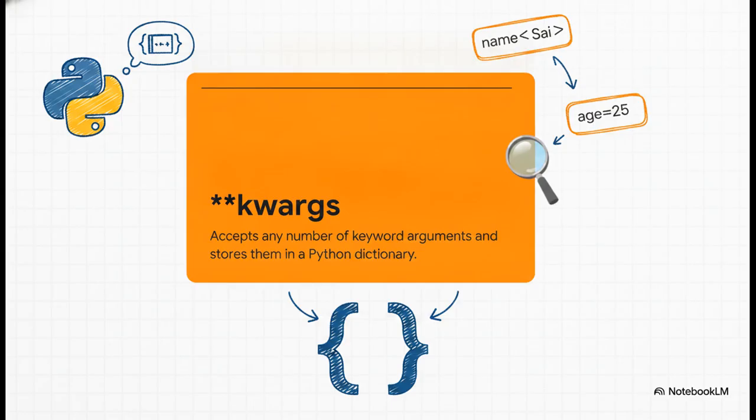This is where double star kwargs becomes absolutely essential. While star args handles your positional data, double star kwargs allows a function to accept any number of keyword arguments. It captures named inputs, those key value pairs like name equals Sai and age equals 25, and it packs them all neatly into a standard Python dictionary.